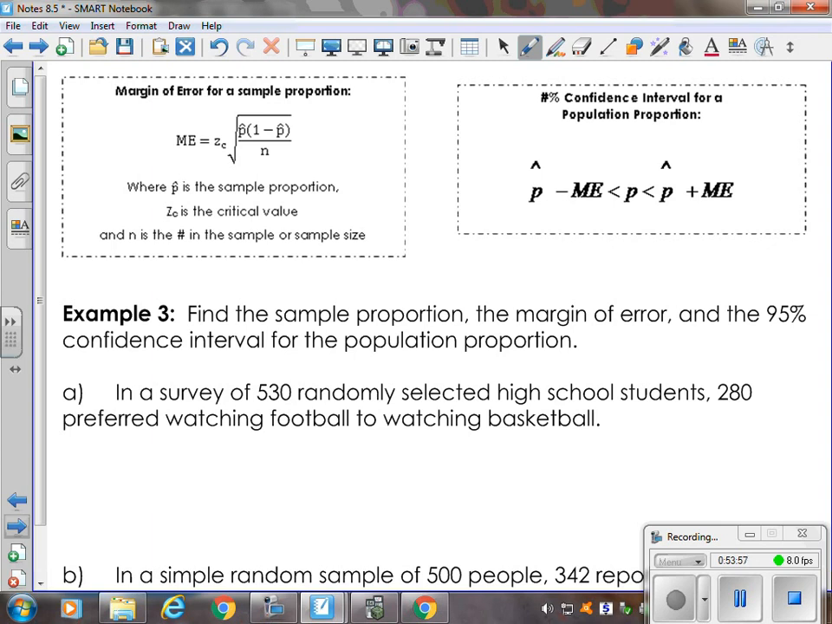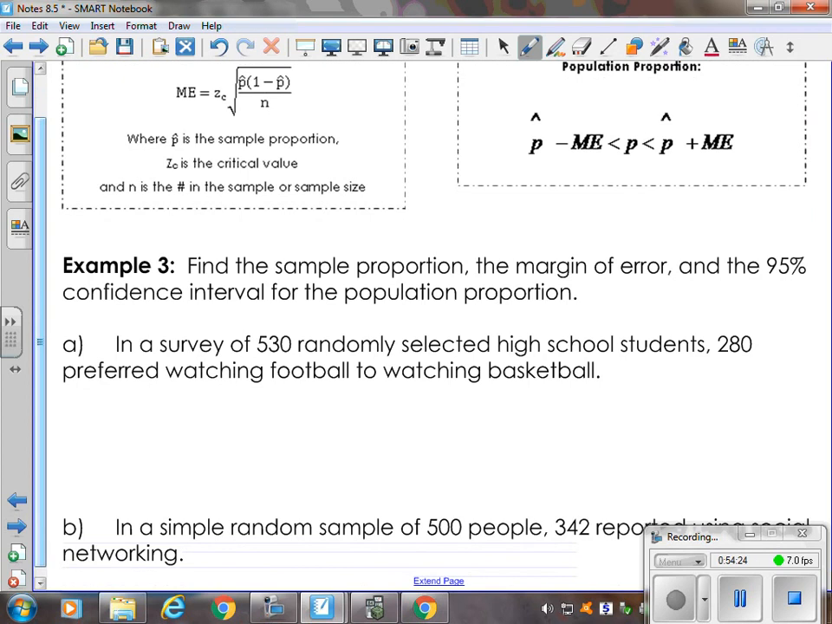Square root that and put z, whatever confidence interval you want, in front, and that gives you your margin of error. Then your confidence interval, the way you write it is you take the p hat minus that error, or the p hat plus that error, and p in the middle is the probability of the whole entire population, where if it has a hat on it, it's a sample population. So that's just notation.